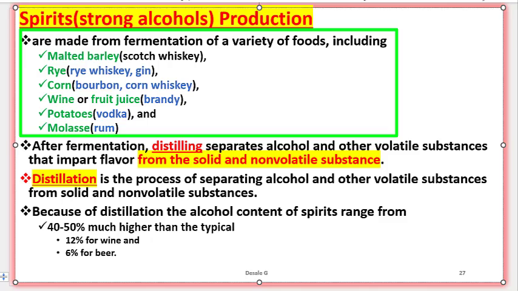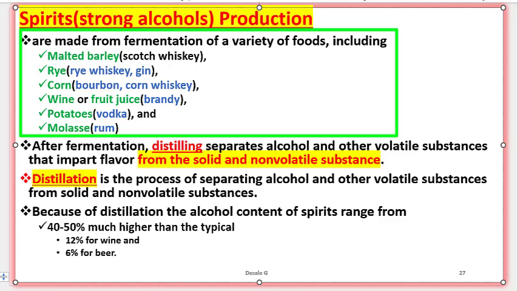Then mashing here is very important. When we use grains, they must be crushed and mixed with hot water. This process, as we know from beer production, is mashing. Enzymes in the grain convert starches into fermentable sugars. After mashing, we acquire the liquid which is rich in sugar, known as wort. Then we need to add yeast cells into the wort and let fermentation occur.